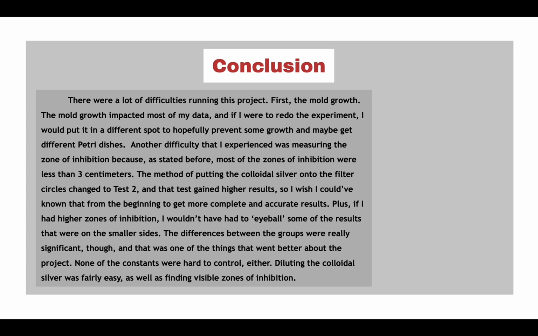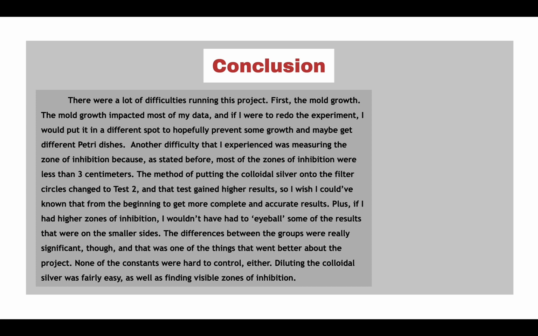There were a lot of difficulties running this project. First, the mold growth. The mold growth impacted most of my data, and if I were to redo my experiment, I would put it in a different spot to hopefully prevent some growth and maybe get different petri dishes. Another difficulty that I experienced was measuring the zone of inhibition because, as stated before, most of the zone of inhibitions were less than 3 centimeters. The method of putting the colloidal silver onto the filter circles changed from test 1 to test 2, and that test gained higher results, so I wish I could have known that from the beginning to get more complete and accurate results. Plus, if I had higher zone of inhibitions, I wouldn't have had to eyeball some of the results that were on the smaller sides.